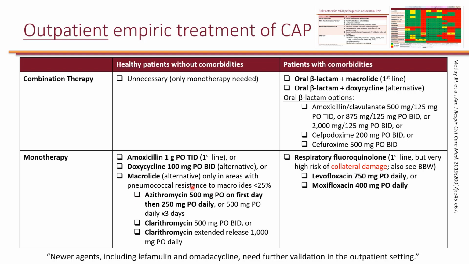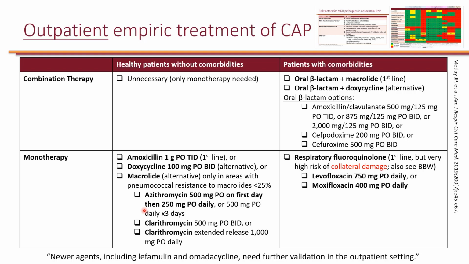Now, if you know that in your local area the rate of resistance is less than 25%, you can use azithromycin monotherapy. In our area at Loma Linda University Medical Center, the rate of macrolide resistance in Streptococcus pneumoniae is actually more than 30%.